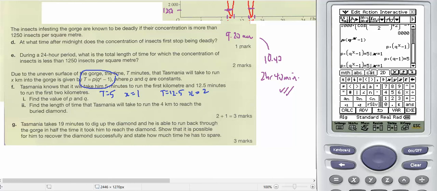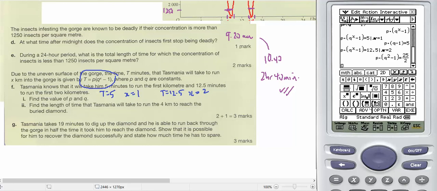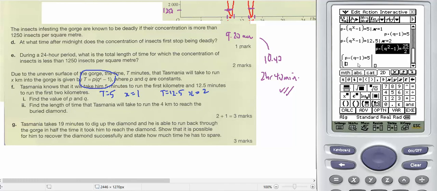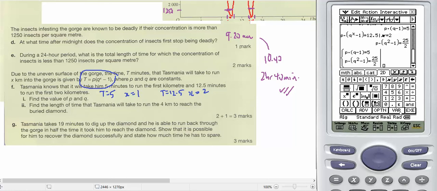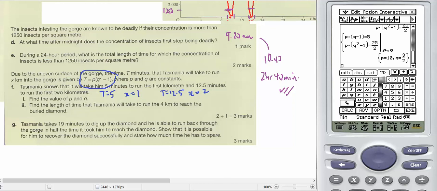And I know that that equals 12.5 when x equals 2. And that gives me equation number 2. I can then open up simultaneous equations, drag, drop, solve for P and Q. And that gives me 2 answers for P and 2 answers for Q.